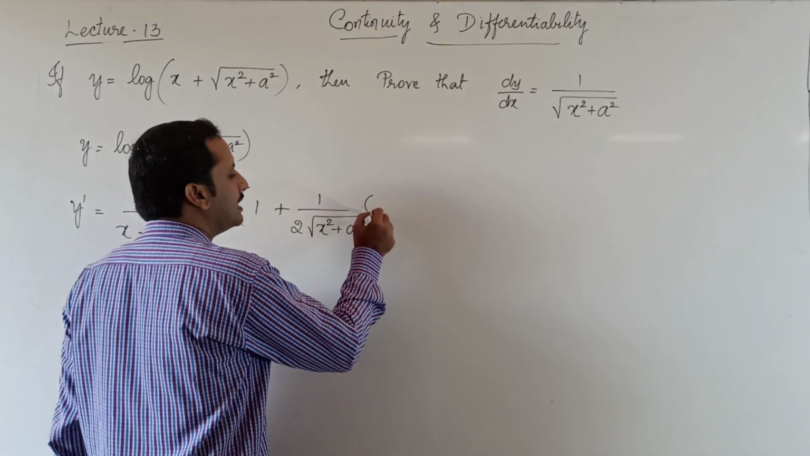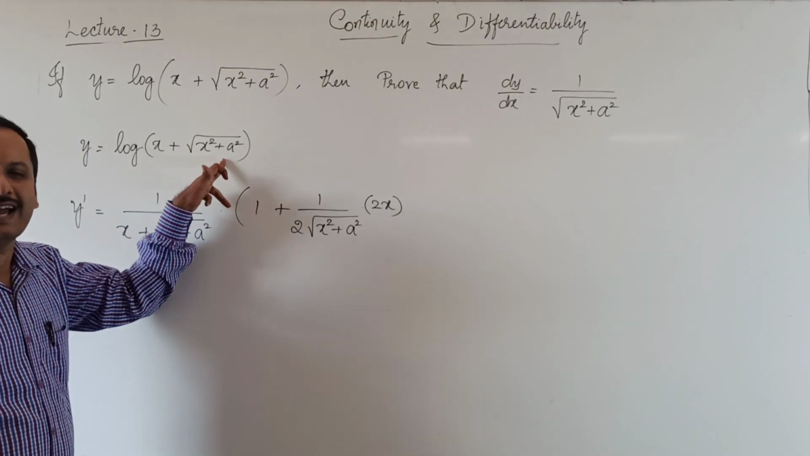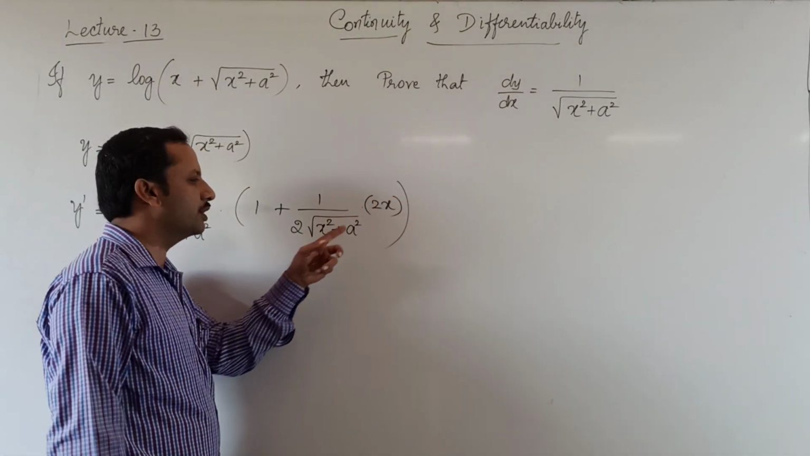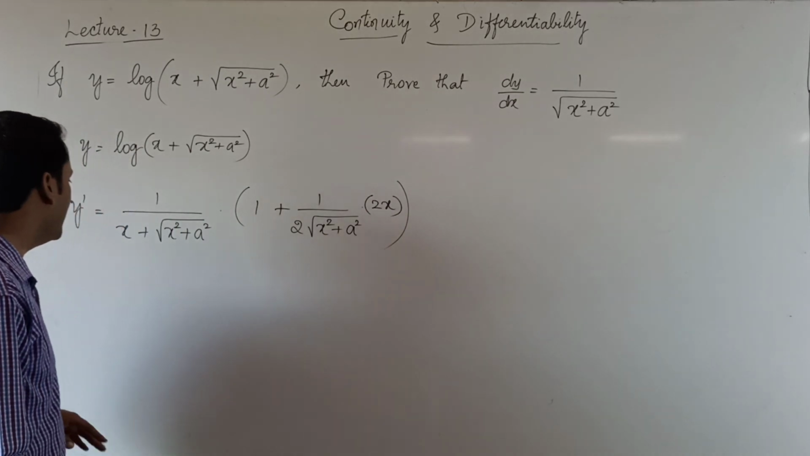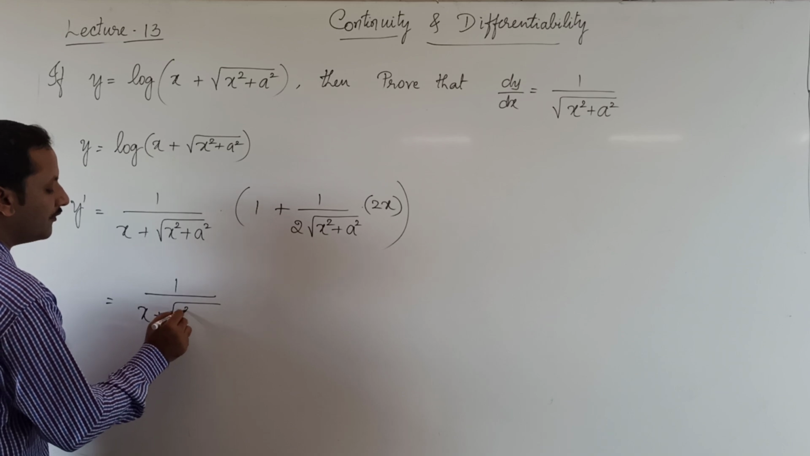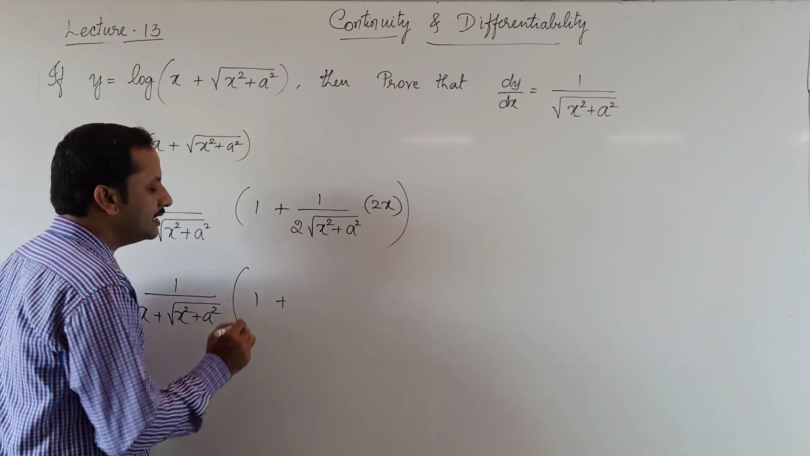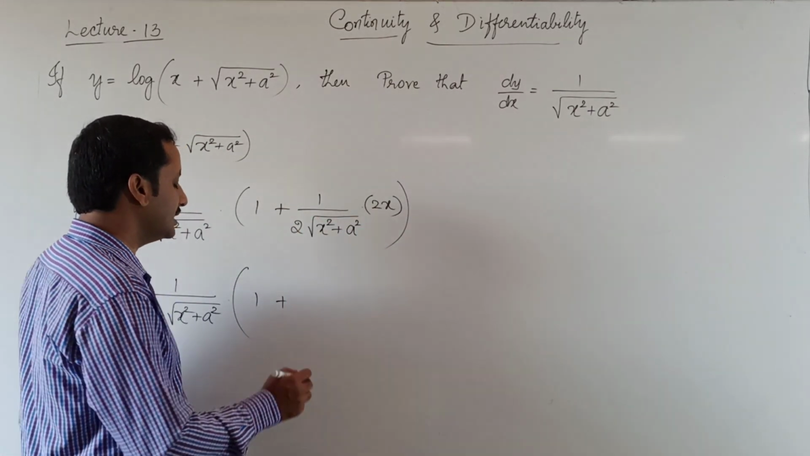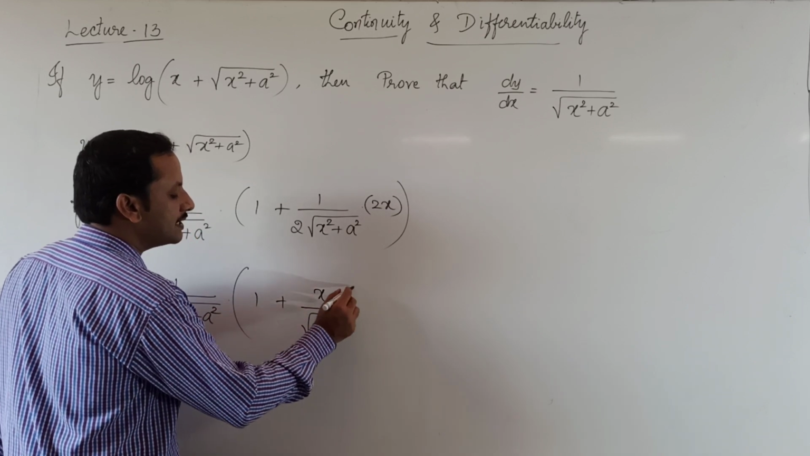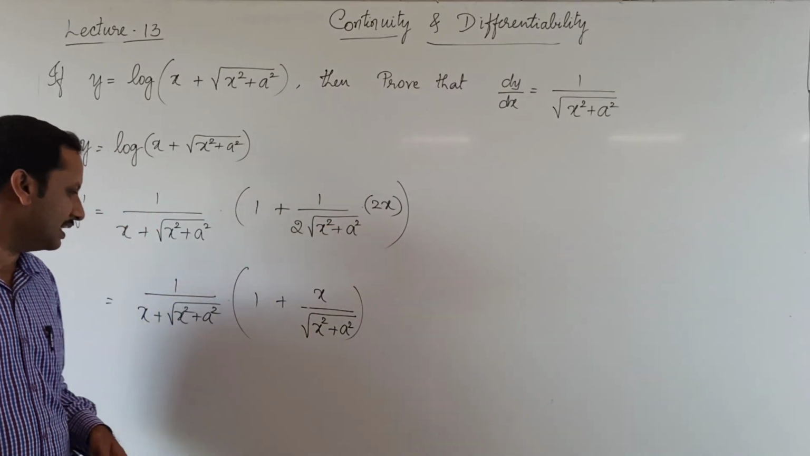The derivative of x square is 2x plus the derivative of a square. a square is a constant. As we know, the derivative of any constant is 0. So the derivative of a square will be 0. So we get 2x plus 0, which is nothing but 2x. Now 1 by x plus root of x square plus a square into 1 plus, this 2 gets cancelled, and you have x divided by root of x square plus a square.